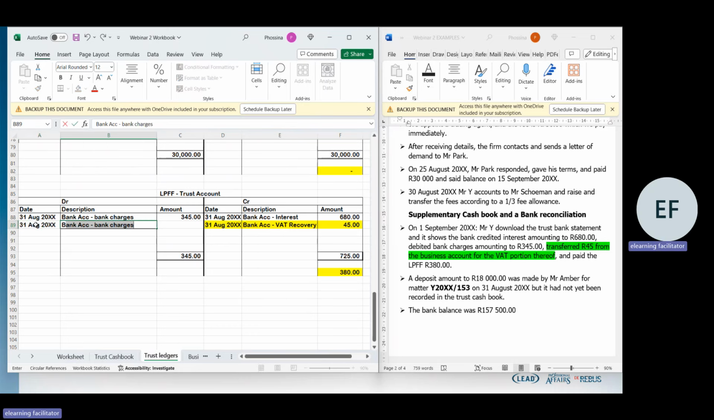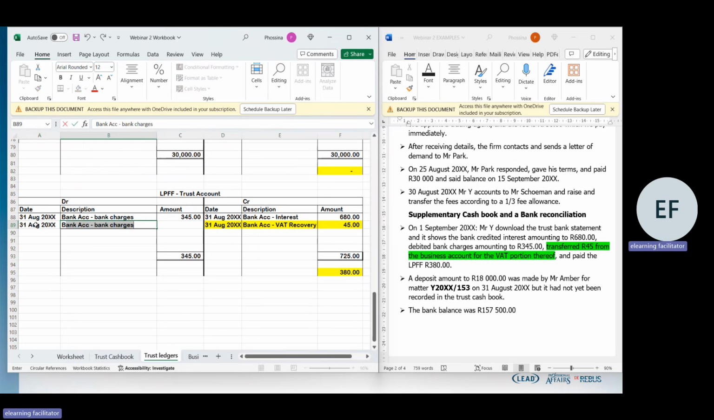We are also told there's a deposit amounting to 18,000 that was made by Mr. Ember. So it's a trust deposit. So it's a receipt. Remember, receipts. So we receive the money on 31 August.